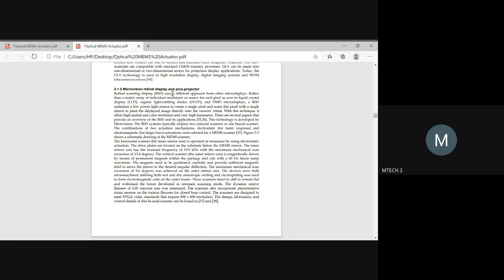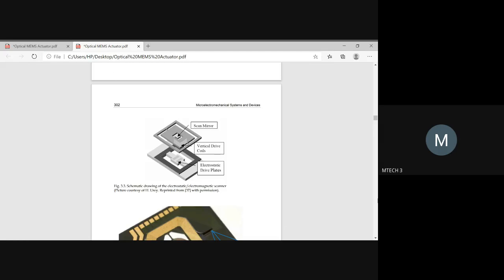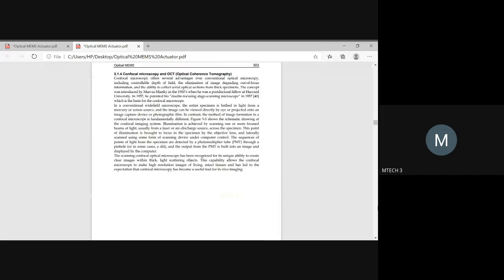So to overcome that, you can use a micro or nano device with the help of optical MEMS application. So this is the third application which has been shown. Here you'll have a scan mirror, vertical drive coils, and electrostatic drive plates. So the mechanism involved here is the electrostatic mechanism. It will be a very small thing which could be embedded within the body. So these are different applications you can go through.